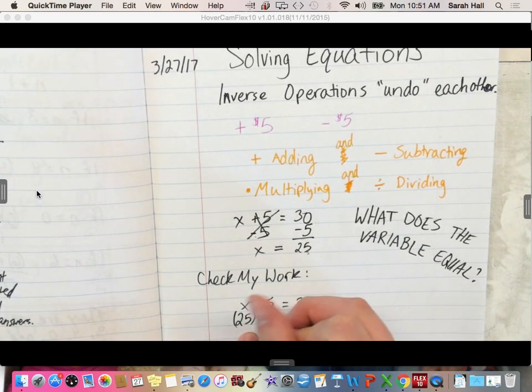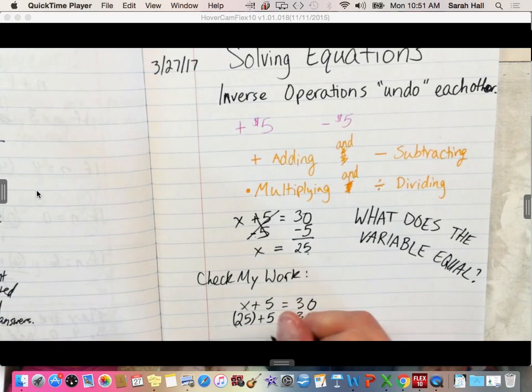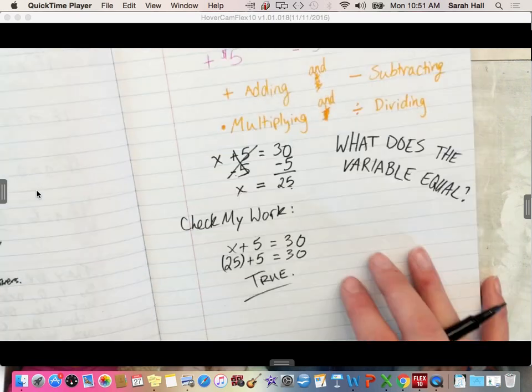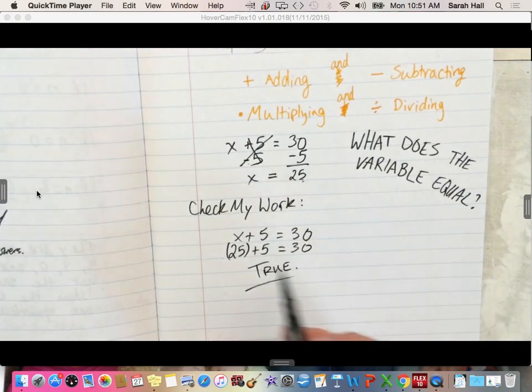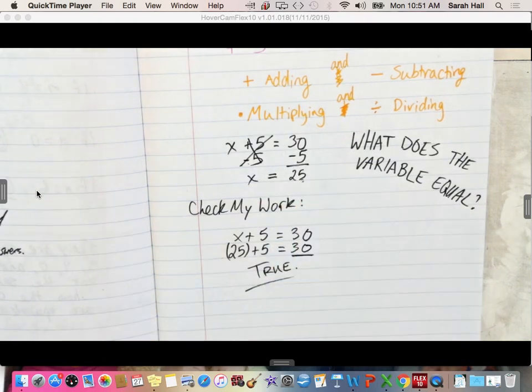I said x was 25, so I'm going to substitute that. So I'm going to have 25 plus 5 equals, what does that equal? 25 plus 5 equals 30. So is this true? Yes. So if it's true, I know that my answer is correct. So you already checked your work. You already graded for yourself. Because if it works and it does equal 30, which is what it said it should have equaled, that means that you are correct.